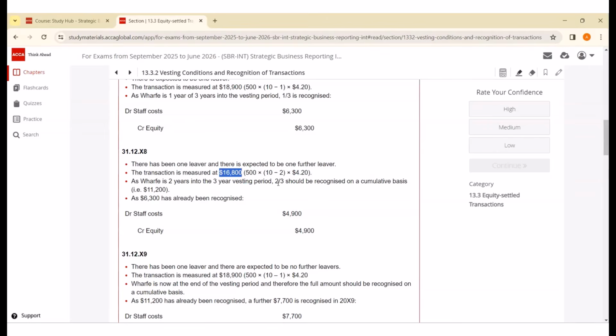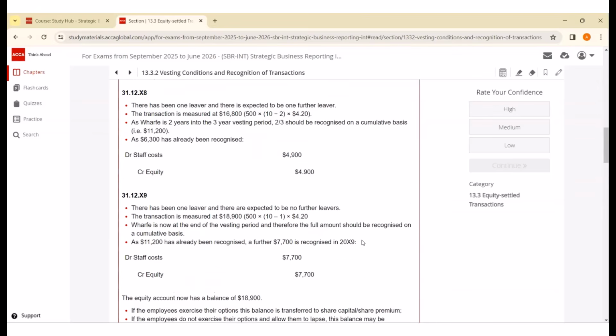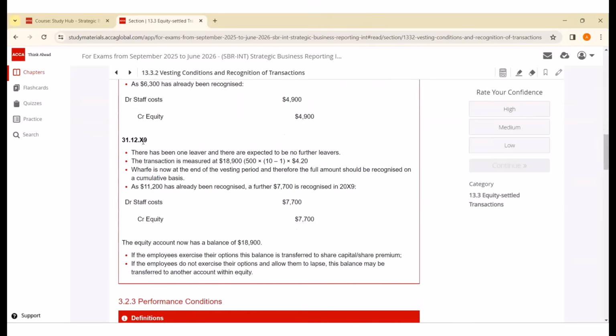Now, because we are at the end of year 2 only, we apportion this by 2 by 3 to get the overall expense for the 2 years. Now, out of this expense, remember, we are at the end of year 2. However, we already recognized some of the expense in year 1. We are going to subtract this 6,300 from 11,200 and the balancing figure is going to be charged as an expense. This is going to happen in all share option questions. So you first calculate the accumulated expense and then you subtract from it the expense which has already been recognized till date. Then we come to the end of the vesting period.